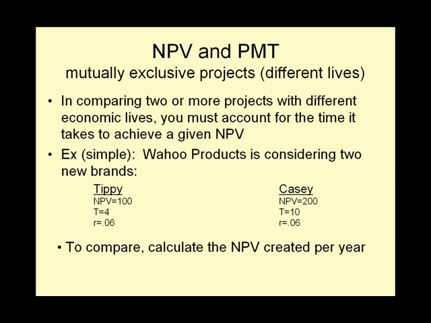To compare these two projects, we need to calculate the net present value created per year. That is, we want to calculate the annualized NPV, which is equal to the net present value divided by a factor that annualizes that net present value and helps us to determine the net present value created per year. That factor is called an annuity factor.